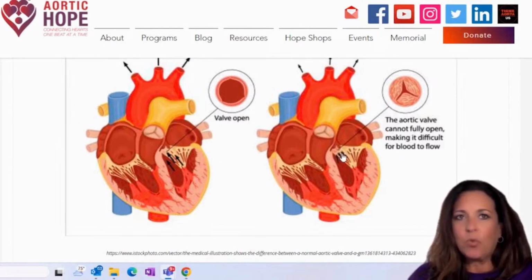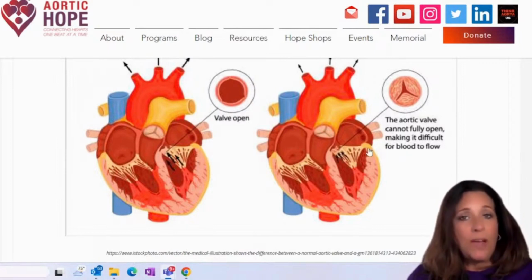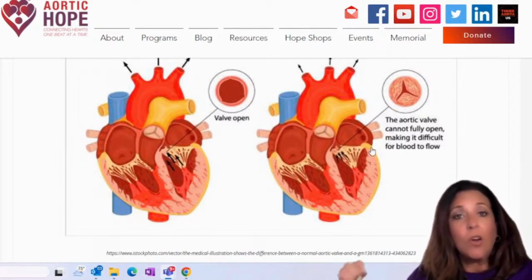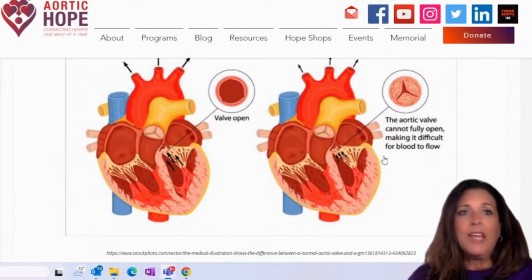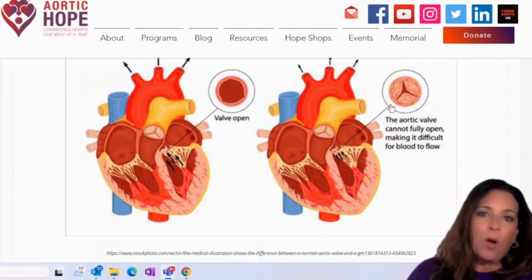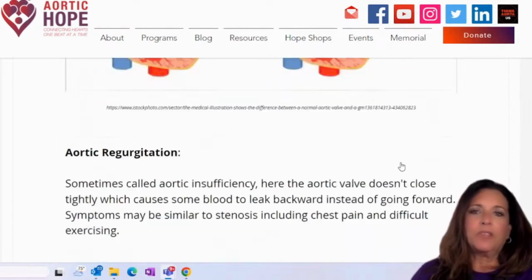That aortic valve is right here. Here it is open, nice and full. When you have stenosis, or hardening and narrowing of that valve, it makes it difficult because it won't open up all the way. Makes it difficult for the blood to flow.